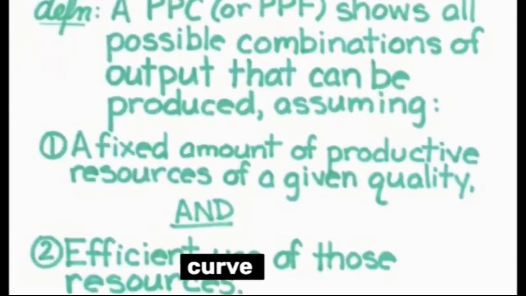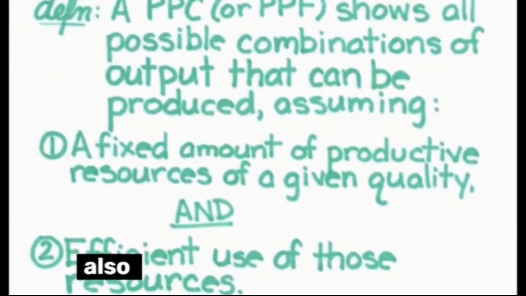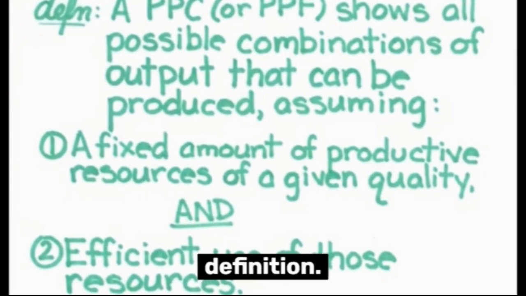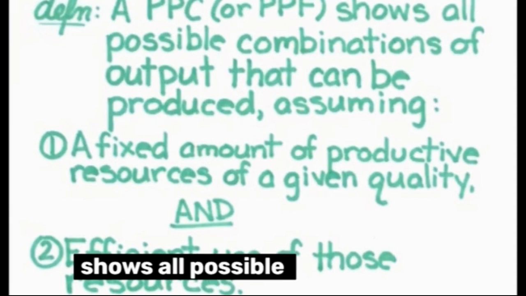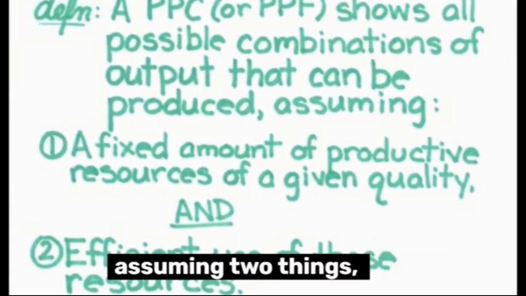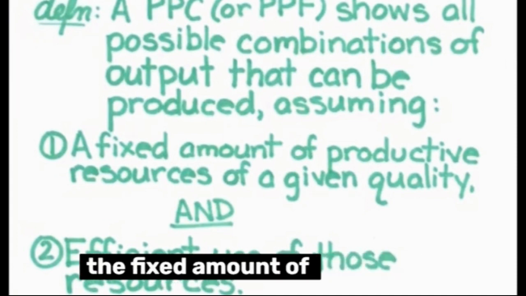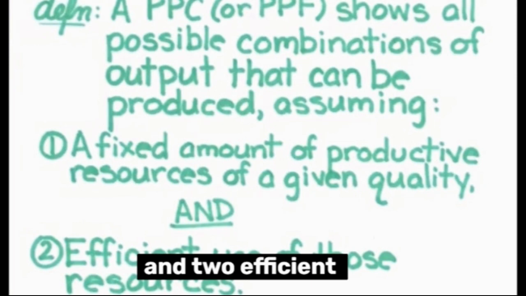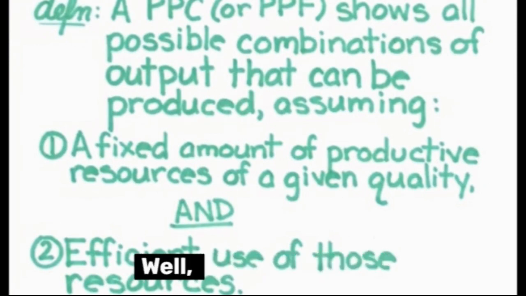This is a production possibilities curve, or PPC, also referred to as a production possibilities frontier, or PPF. By definition, the PPC, or PPF, shows all possible combinations of output that can be produced, assuming two things. One, a fixed amount of productive resources of a given quality, and two, efficient use of those resources.